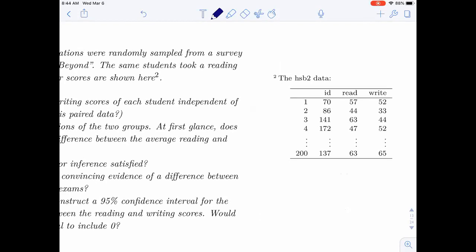And so we've got student number 1 has ID 70. So these two columns don't actually matter, right? This one's just telling you that you have a sample size of 200. Each student, of course, has their own student ID. That's fine. Okay. And then here is the score that they got on the reading, and here's the score that they got on the writing.